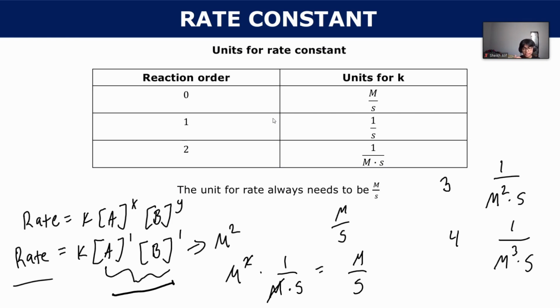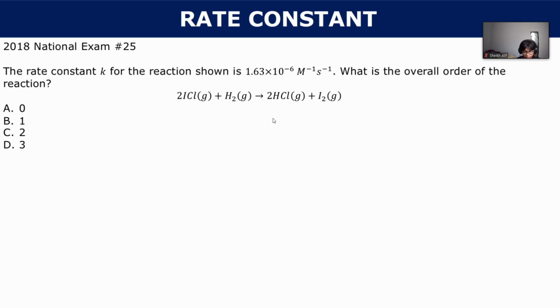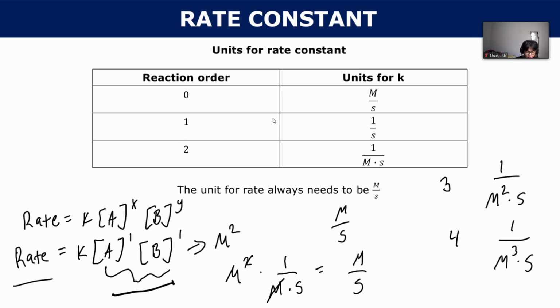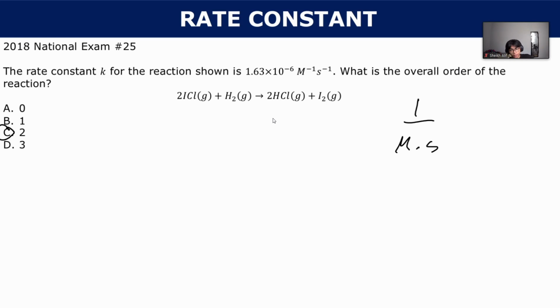And again, this does actually come up on the test. Let's look at this problem. The rate constant k for the reaction is 1.63 times 10 to the negative 6th, 1 over molarity times seconds. What is the overall order of the reaction? Well, if you just look at your table right here, that's going to be this one, which tells us that our reaction order is 2. So as long as you know that the rate constant has different units, this is kind of like a free question. And C is actually the right answer.